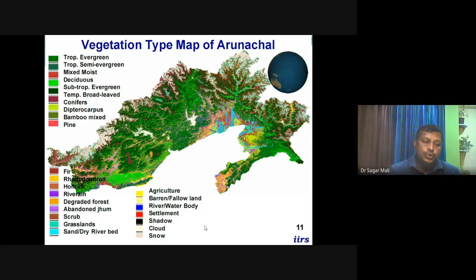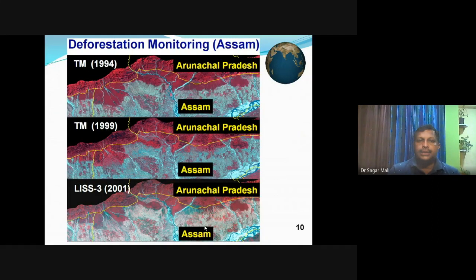Along with that, we can use remote sensing technology to identify the forest types. What types of forests are there? Along with remote sensing, we can use the GPS system to find out the forest types. These are the forest types in Arunachal Pradesh. See how many types of forest vegetation there are.